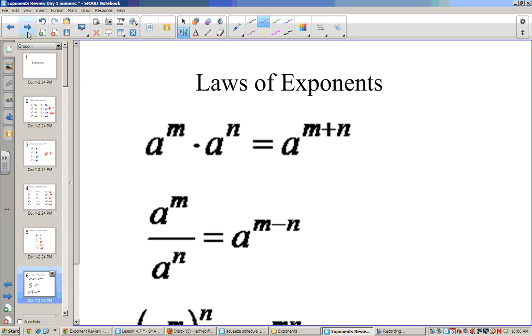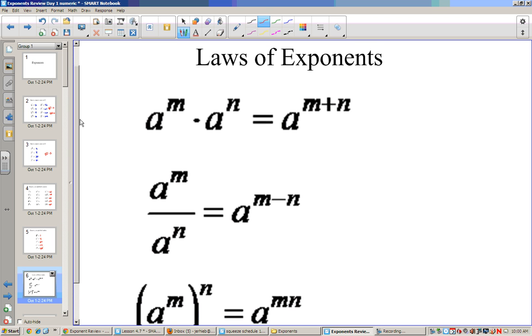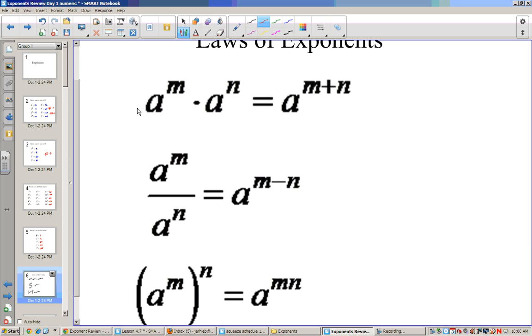Also, going back to the laws of exponents, there are some rules. A to the m times a to the n equals those two exponents added together. For example, I'll make some examples off to the right side. 2 to the 4th times 2 to the 7th, that's going to be 2 to the 11th.